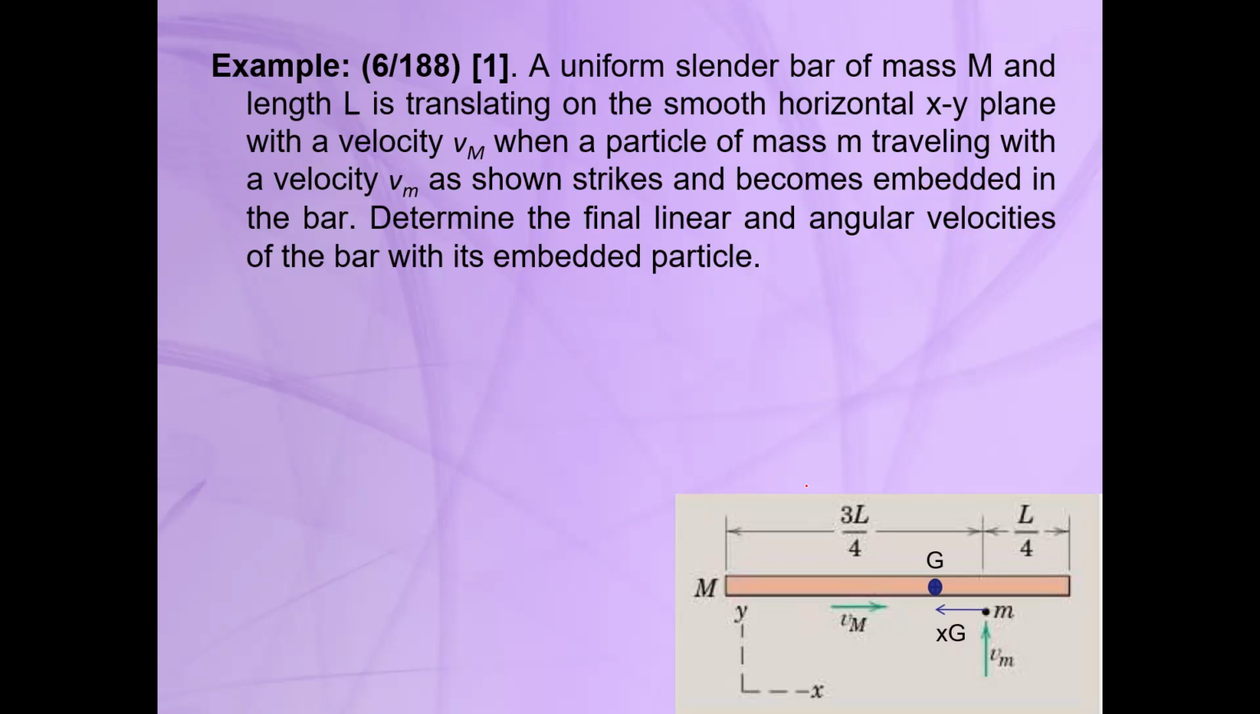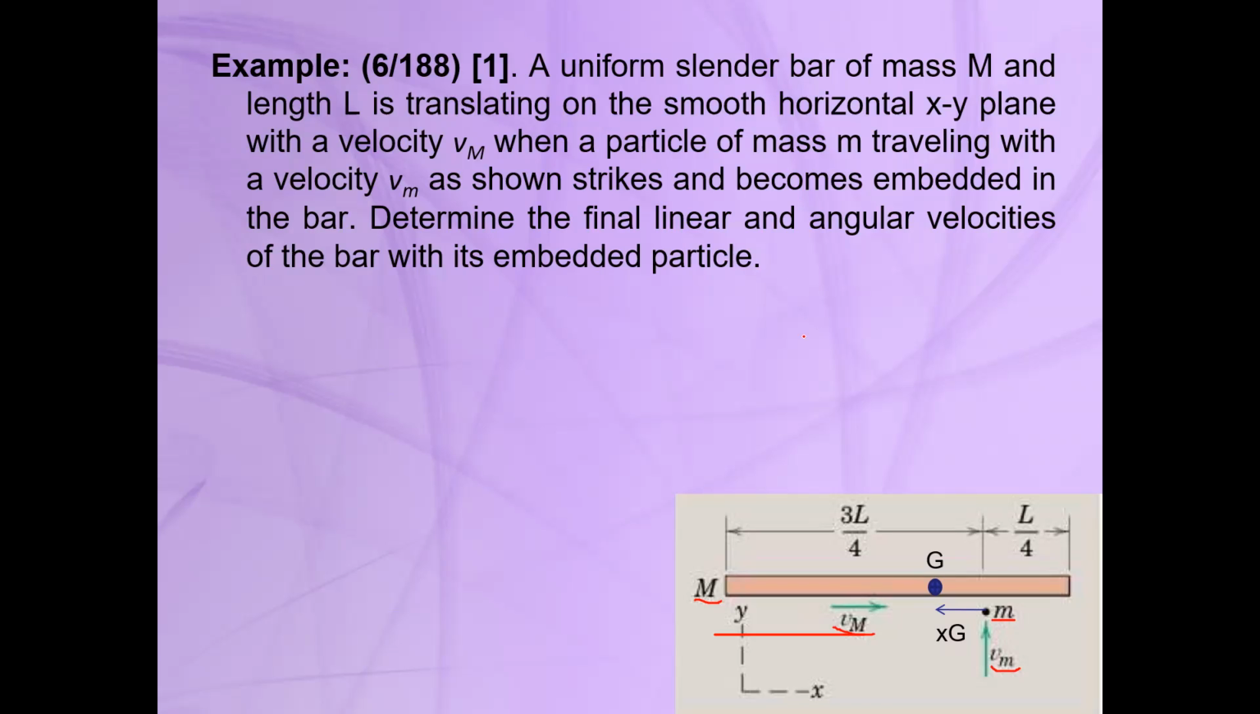So here we have one bar with uppercase mass M. This mass is moving with a horizontal velocity V sub uppercase M. Also, we have a particle with lowercase mass m, and the velocity of V sub lowercase m in the vertical direction. So this particle becomes embedded in the bar, and we want to obtain the angular and linear velocities of the bar after the impact.